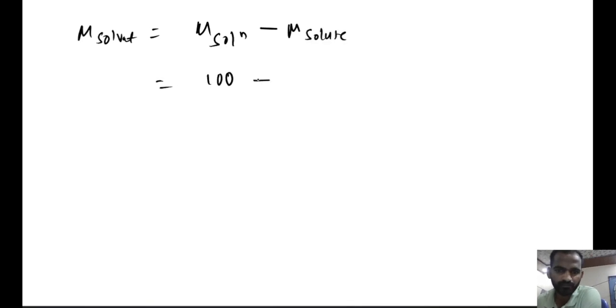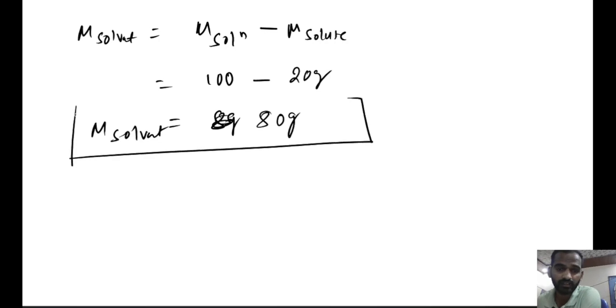So now we can find the mass of solvent. Mass of solvent is equal to mass of solution minus mass of solute. Mass of solution is 100 minus mass of solute, which is 20 gram. So it is equal to 80 gram of solvent. Like this we have to find.